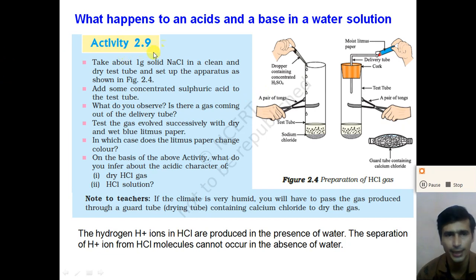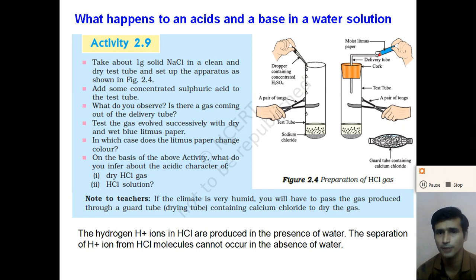Activity number 2.9. Take about 1 gram of solid NaCl in a clean and dry test tube and set up an apparatus as shown in the figure. So take sodium chloride, that is NaCl, in a dry test tube. Set up this type of apparatus. Add some concentrated sulfuric acid to the test tube. Be careful, because concentrated acid is harmful to us.